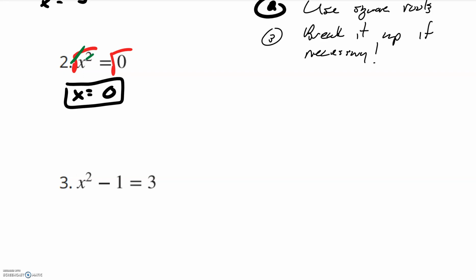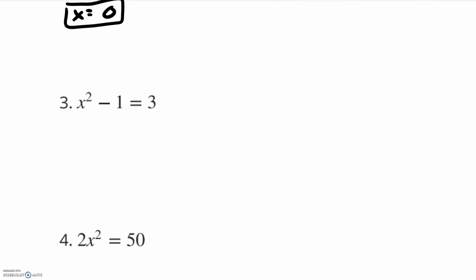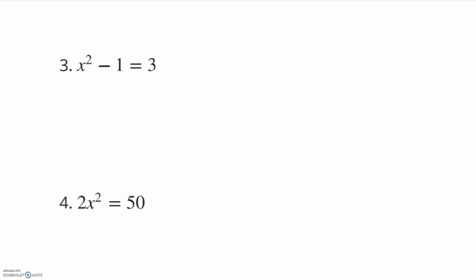Number 3 looks a little bit different, but we go through the same motions. I need to get something squared by itself equals a number. Well, my something squared over here on the left has a subtract 1. I need to get rid of that subtract 1, and I do that by adding 1 to both sides first. These 1s on the left cancel, and I'm left with x squared is equal to 3 plus 1 is 4.